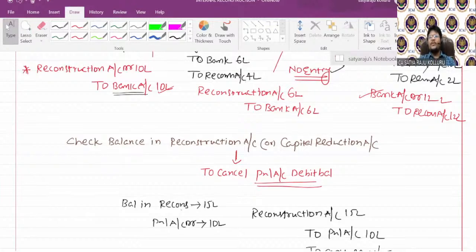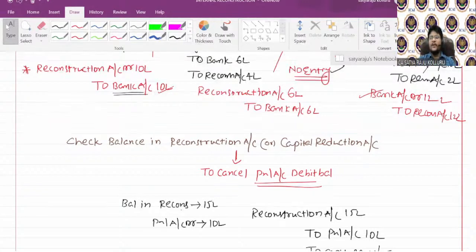Coming to intangible assets, if it is specifically given in the problem that intangible assets are worthless, you can set them off with reconstruction account, or maybe only to the extent of that portion of intangible assets you can nullify with the reconstruction account. If such information is provided, then only you can nullify. Otherwise, you are not eligible to knock off the intangible assets with reconstruction account.